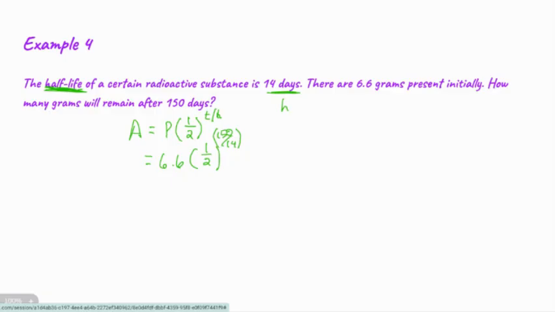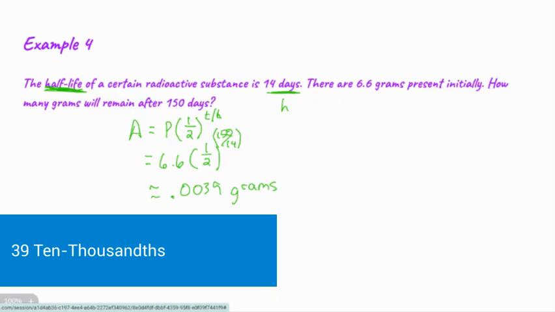That's 6.6 times 1/2. You can use 0.5. That's fine. 0.5 to the power of 150 divided by 14 is 0.0039. So we have 0.0039 grams, that would be, let's see, tenths, hundredths, 39 thousandths of a gram.